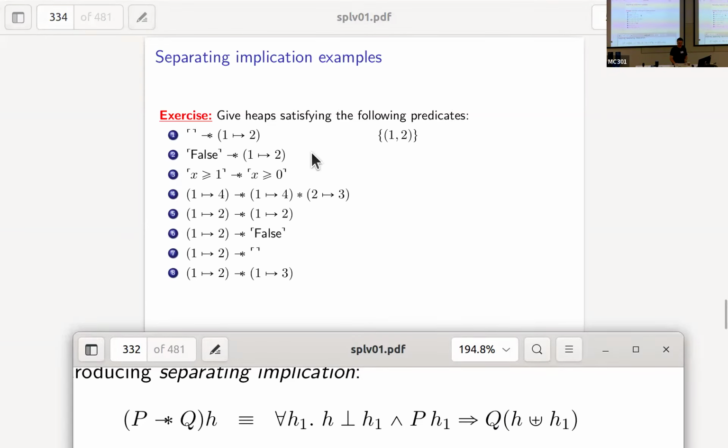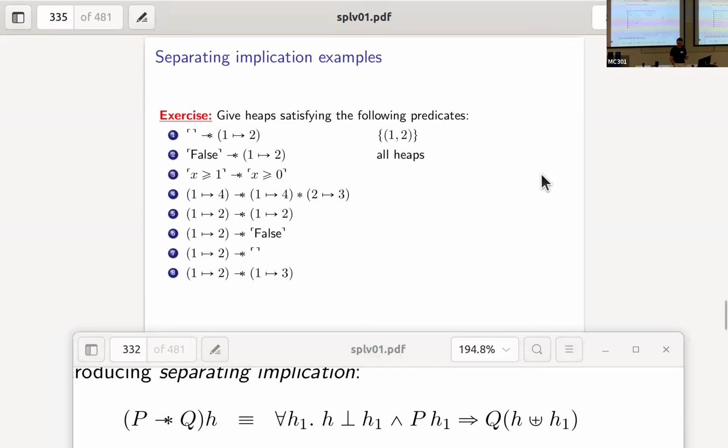What about 2? False implies separatedly 1 points to 2. All heaps satisfy this. What about 3? Only the empty heap should be fine. Very good.